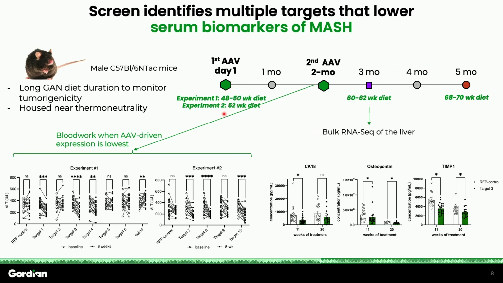The mice are given a single saturating therapy, encoding the candidate intervention, and because these livers are so diseased, there's a lot of hepatocyte turnover, which necessitates a second dose. But right before the second dose, even when the expression is at a nadir, we see that in 6 of the 10 interventions that we queried, there was a significant reduction in ALT, and when looking at target 3 here, we see a sustained reduction in a variety of serum biomarkers of fibrosis.